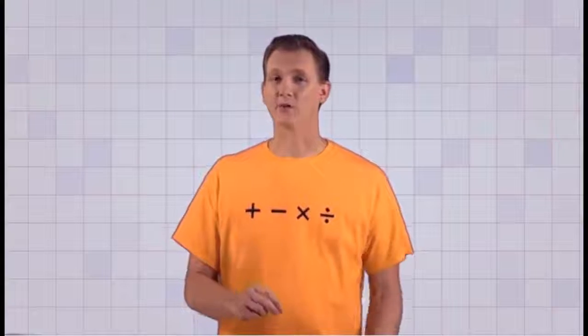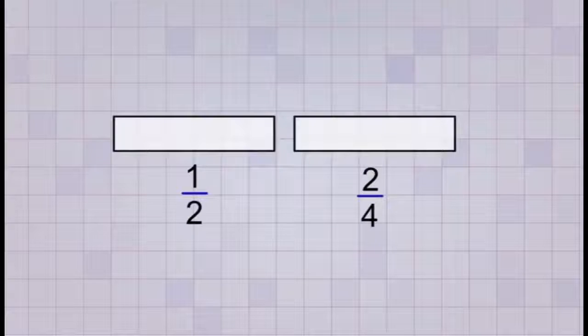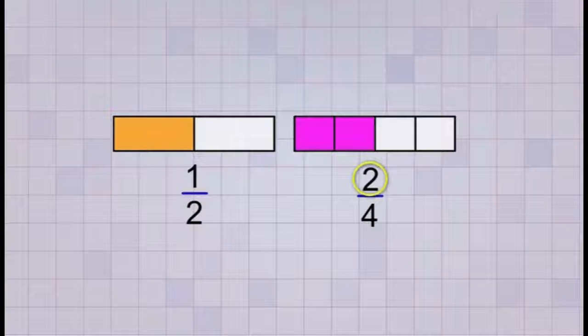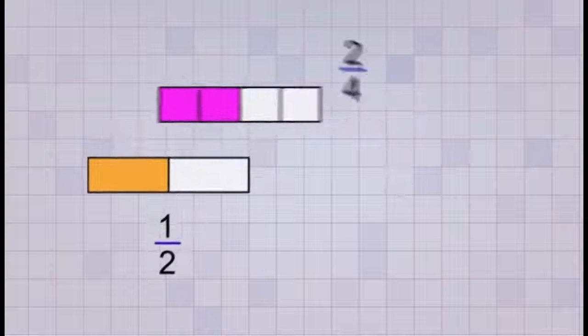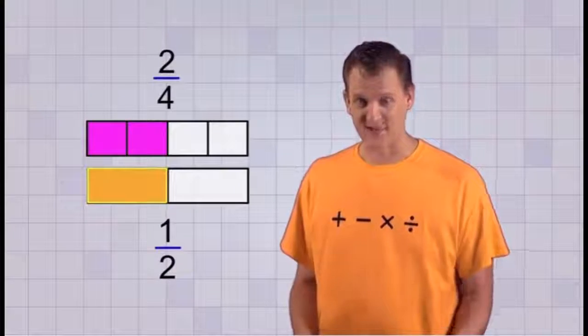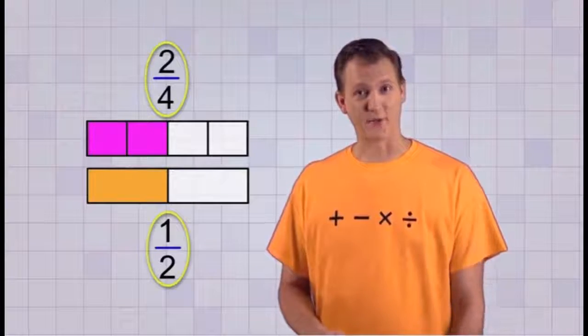Let's compare the fractions 1/2 and 2/4. Again, we start by drawing rectangles and dividing them up into parts. 2 on this one and 4 on this one. Next, we shade the parts of the rectangle according to our top numbers. 1 on this one and 2 on this one. Now, all we have to do is compare. Well, what do you know? The same amount of each rectangle is shaded. That means these two fractions are equal.